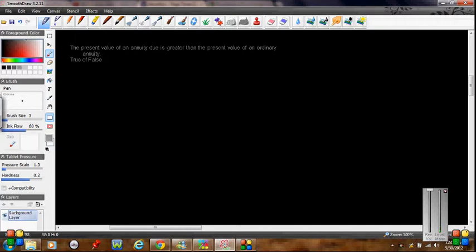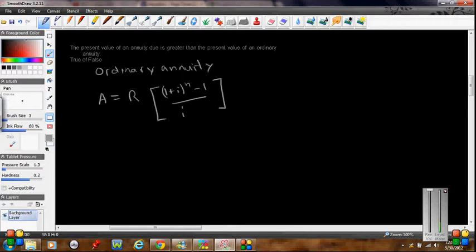An ordinary annuity has the formula A is equal to R multiplied by 1 plus I to the power of n minus 1 on top of I, right? So that seems simple enough. Next, let's look at the formula for present value of an annuity.